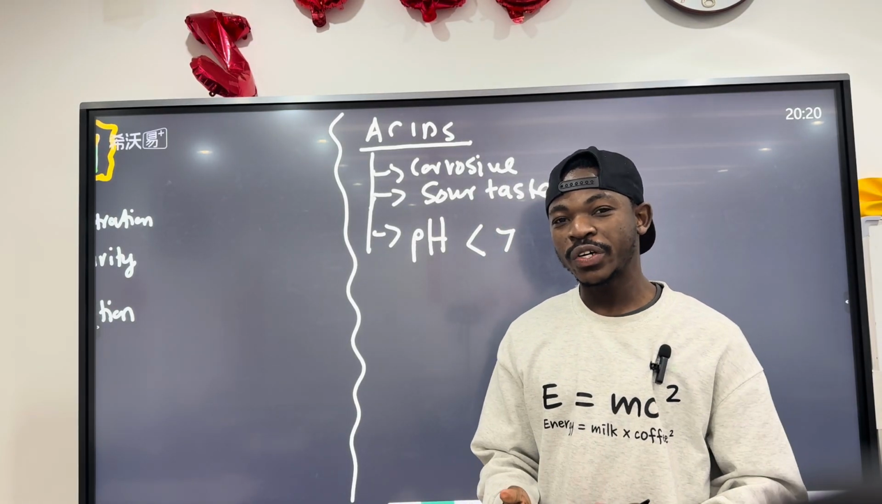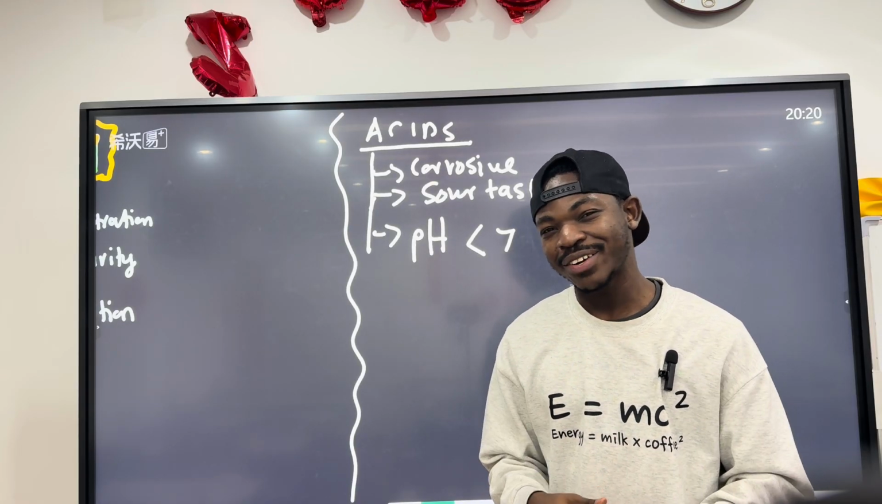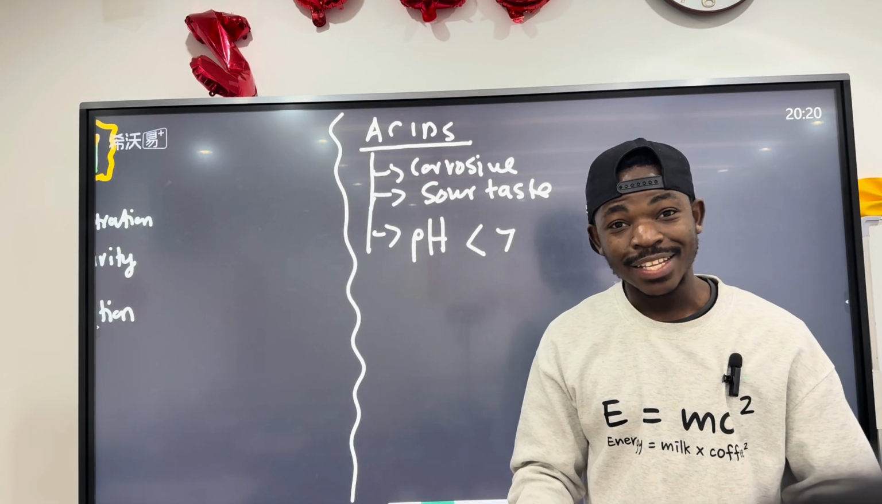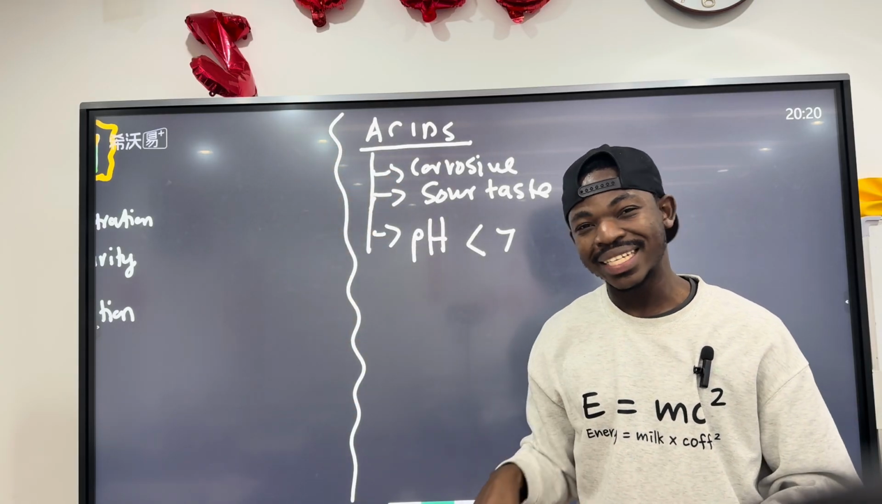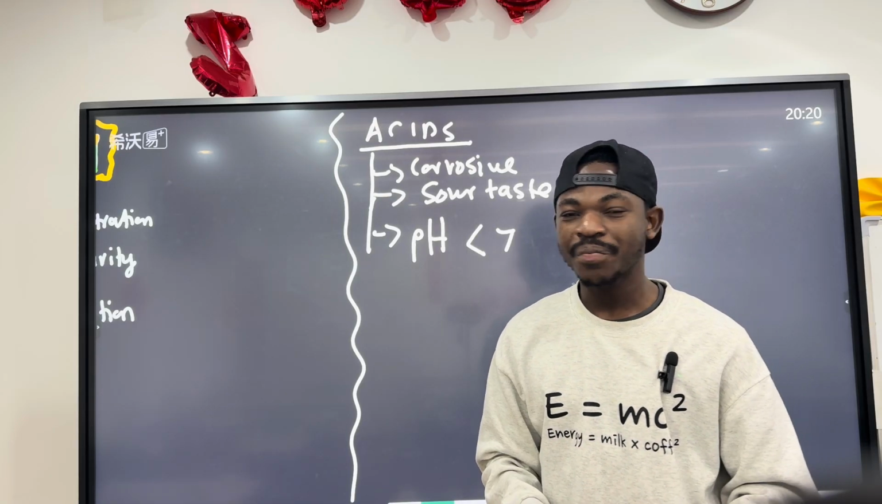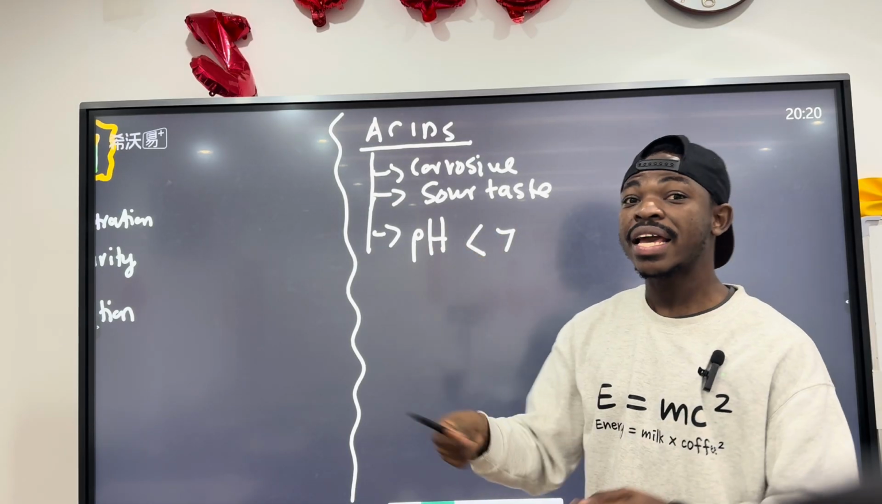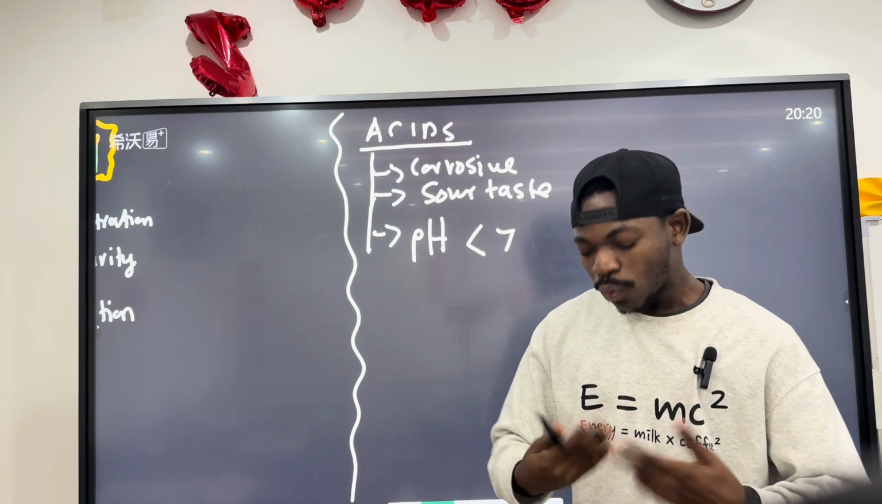Of course, I don't want to go into other properties of acids today. I just want to create an overview understanding of what acids are, because these are terms that we use constantly in chemistry. And if you know these terms, then chemistry will be very easy for you. So acids are corrosive. They have a sour taste. They have a pH less than 7. But what is an acid?